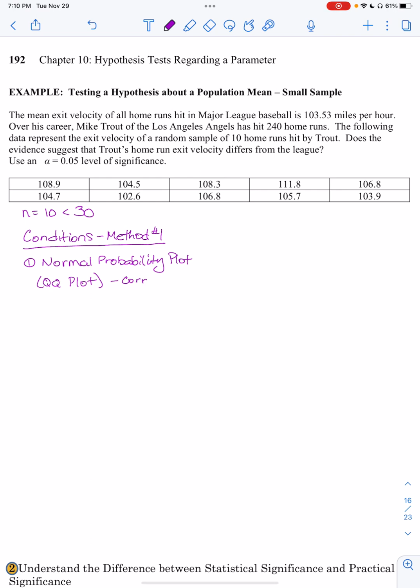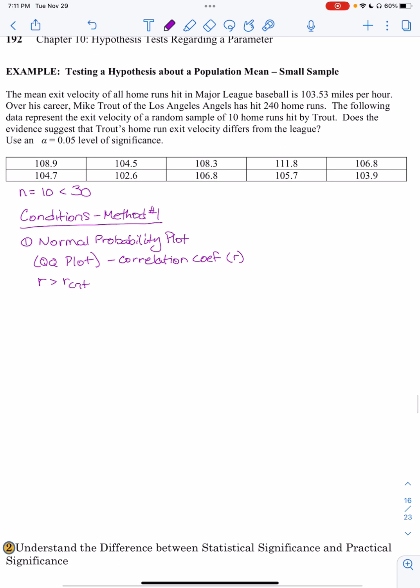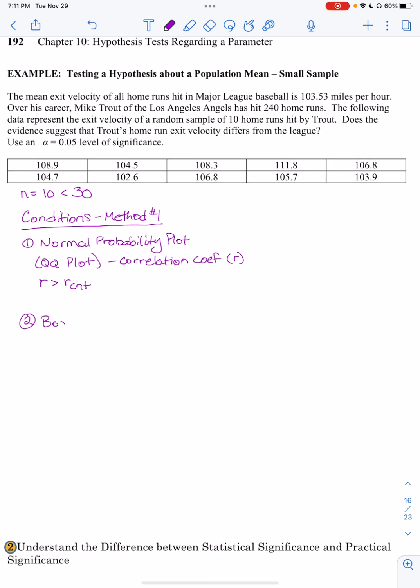We want a correlation coefficient, which was our R, and we want that R to be greater than an R critical. That R critical is based on our sample size. I'll tell you what the critical value for the correlation coefficient is for a sample size of 10. We can find that either in the table at the back of the book, or it'll be given to you in a problem. And then the second thing that we'll look at is a box plot, and there we're looking for no outliers.